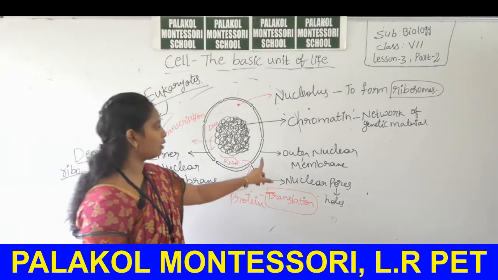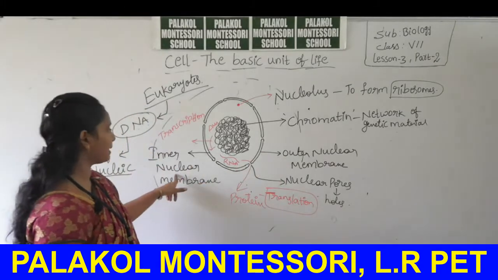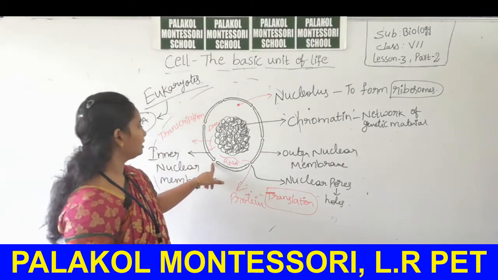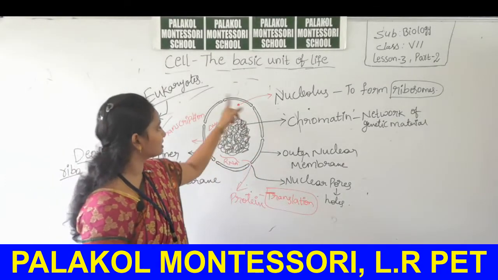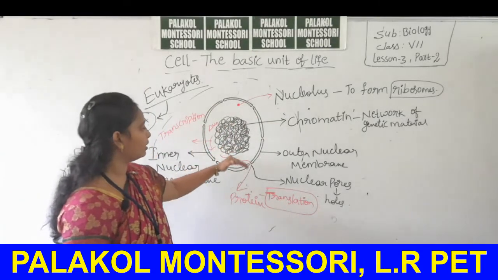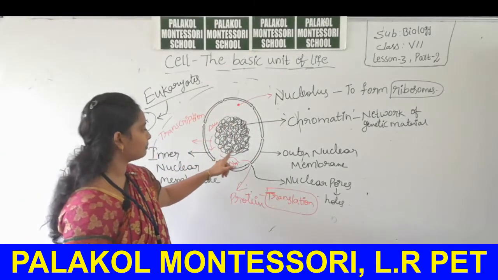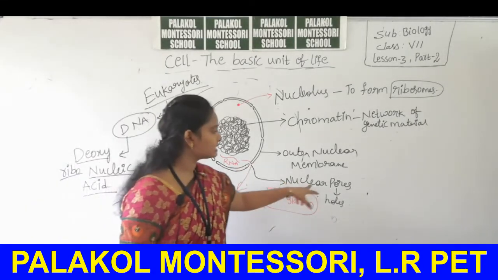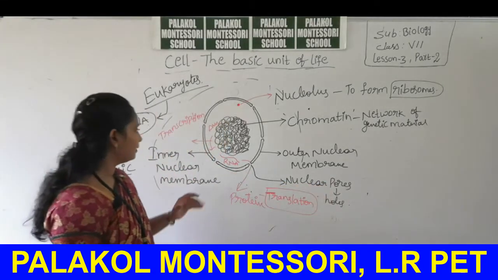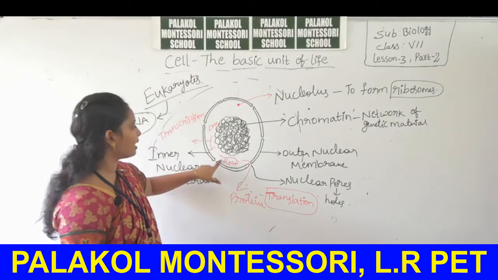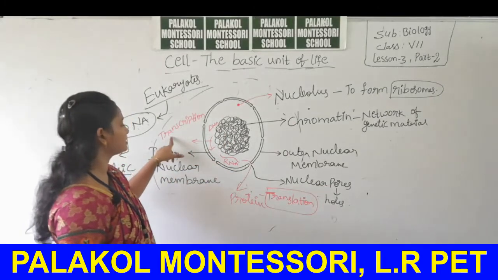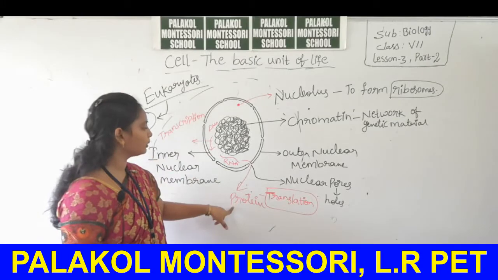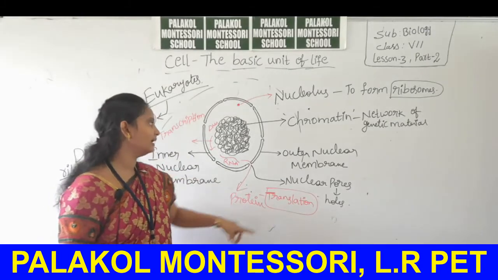Nucleus has two membranes, the outer membrane and the inner nuclear membrane. In between the two membranes there are some pores present to allow materials to go out of and into the nucleus. These pores are called nuclear pores. The transfer of DNA into RNA is called transcription and RNA into protein is called translation.